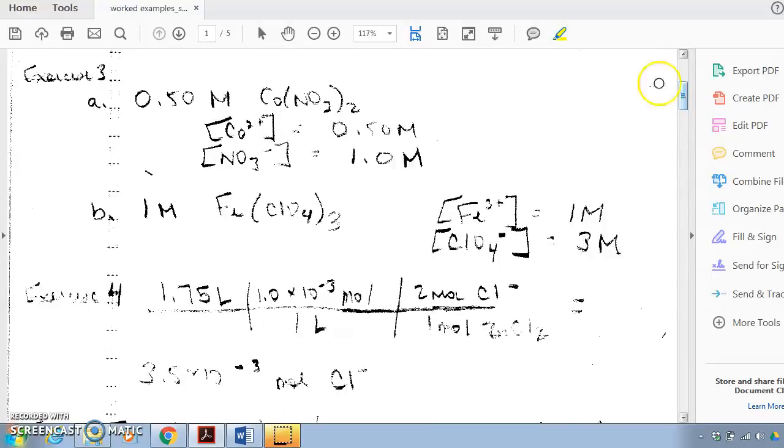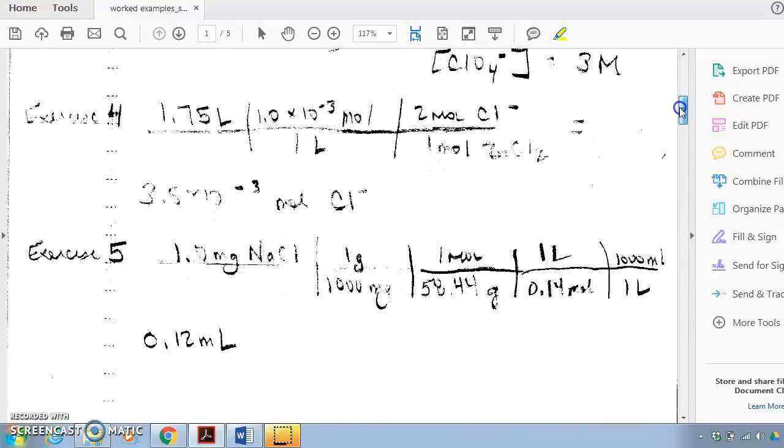You'll notice that to designate concentration, we use these square brackets. And then because there's a subscript of 2 after the nitrate ion, that means that the nitrate ion has 2 moles for every 1 mole of the compound. And so that's why its molarity is 2 times 0.5, or 1.0 molarity. Same is true of the iron(III) perchlorate in letter B. The iron is 1 mole for every 1 mole of compound, so it has the same molarity as the compound, and the perchlorate has a subscript of 3, so we have to multiply by 3 to get the concentration of that ion.